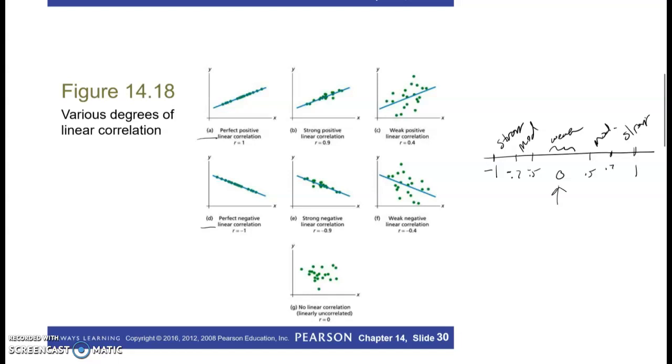Anything at 0, so to have a correlation coefficient of 0, take a look at G. That's where, again, we can't fit that linear equation. The points kind of just look something like that. That means there's no correlation between our predictor variable and our response variable, our x and our y.